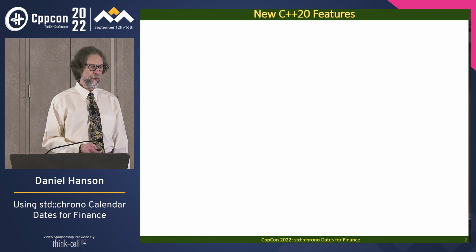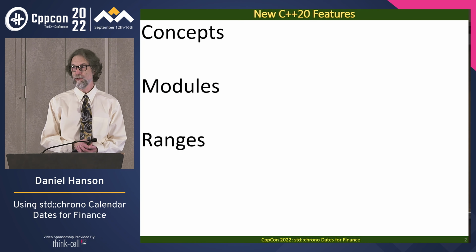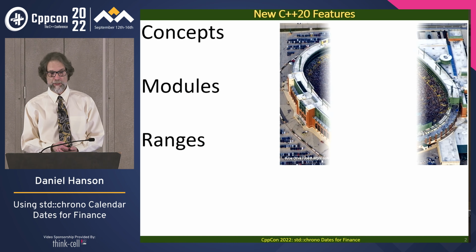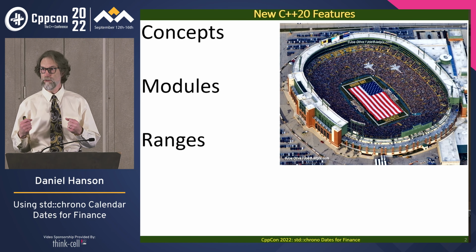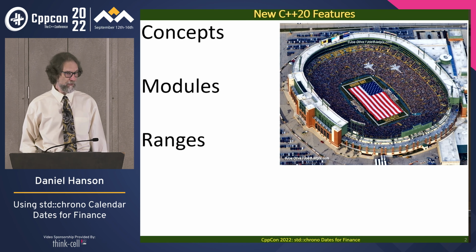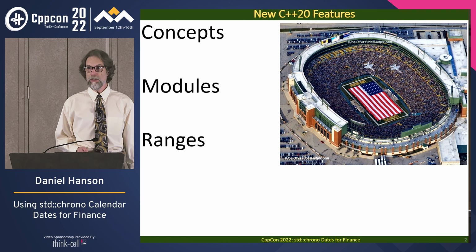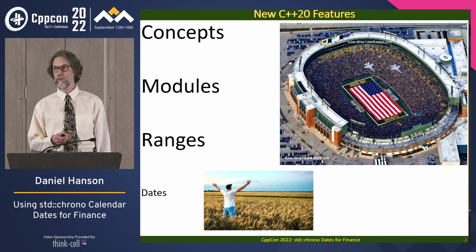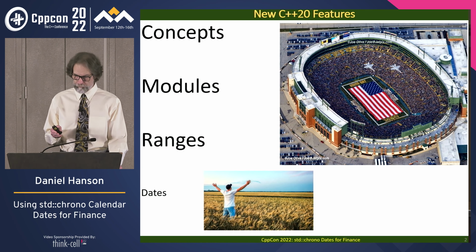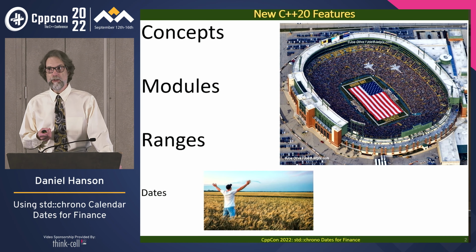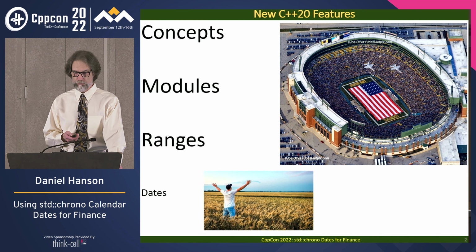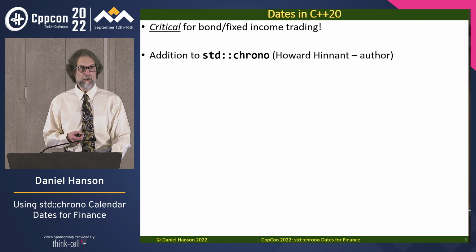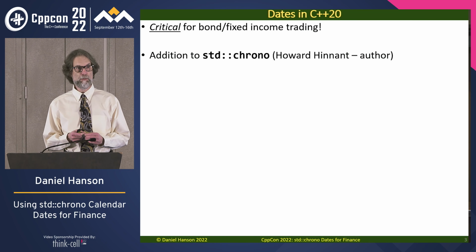Okay, so we're familiar with some of the new C++20 features, the big ones: concepts, modules, and ranges. They were met with great fanfare and a fighter jet flyover and a lot of excitement. But then there were dates. Didn't get quite the reaction. But for financial programming, these should be really, really useful. The main reason is they are critical for anything related to fixed income or bond trading.